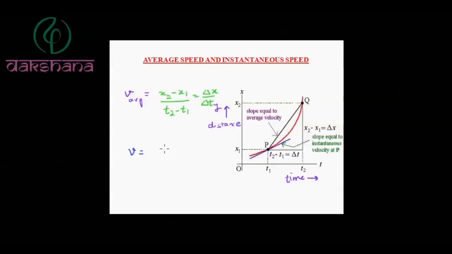So I can write it as delta x by delta t, and when delta t tends to 0, it becomes the tangent to the distance versus time curve, which will be dx by dt. Because in this case we were studying motion along the x direction, we can generalize it as ds by dt. It will be the instantaneous speed.